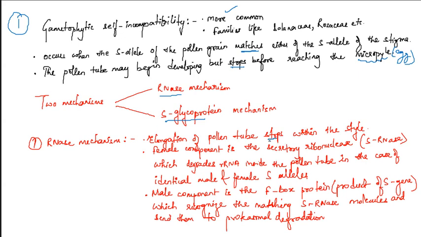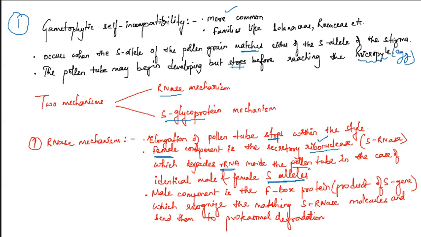Now here, male and female, that is pollen and style, the female determinant, both will produce some chemicals. So the female component will produce a chemical known as ribonuclease. This ribonuclease will degrade the rRNA of the pollen tube. If they find that the pollen has the same allele as they have, if the male and female alleles match, then the female will release ribonuclease and it will degrade the rRNA of the pollen tube.